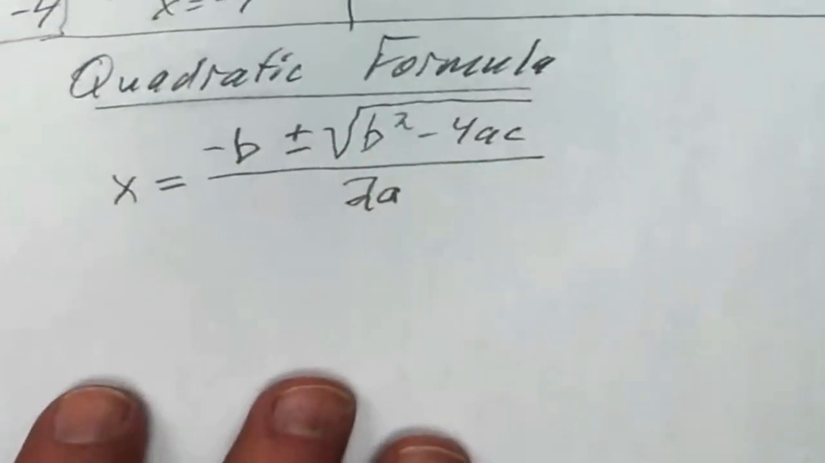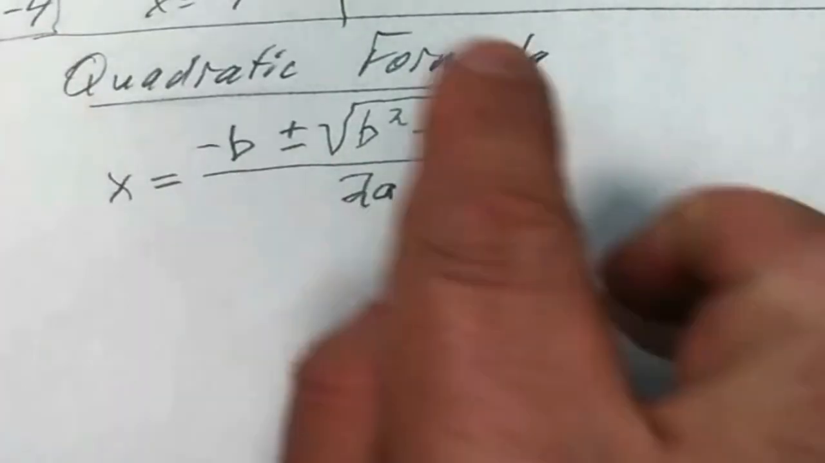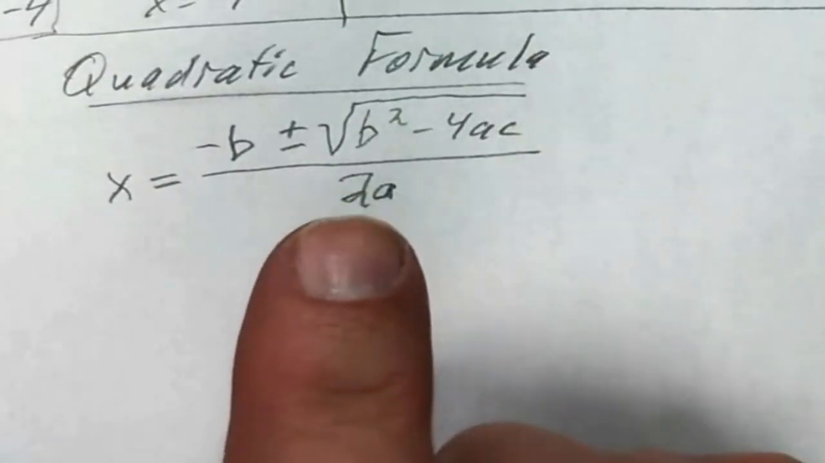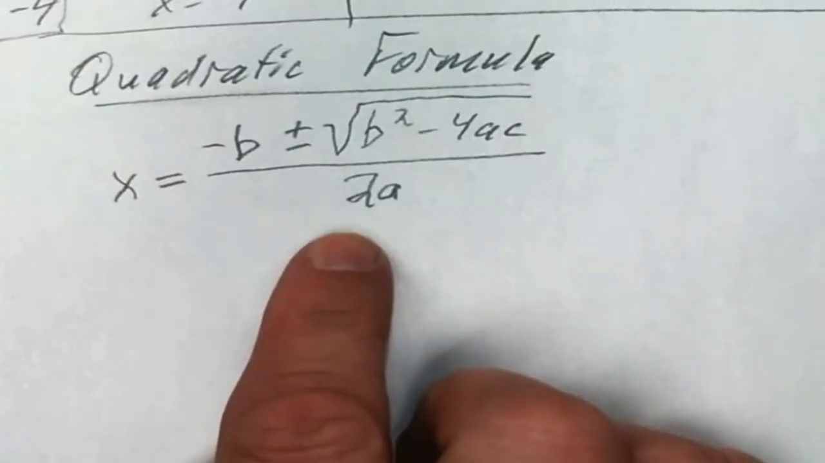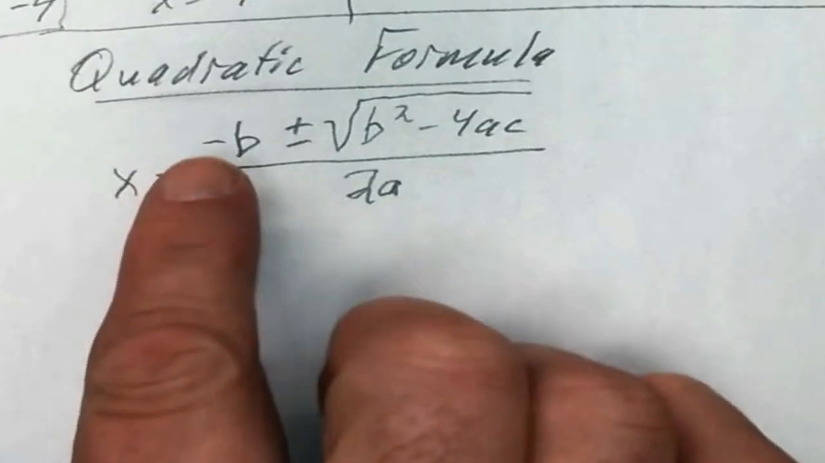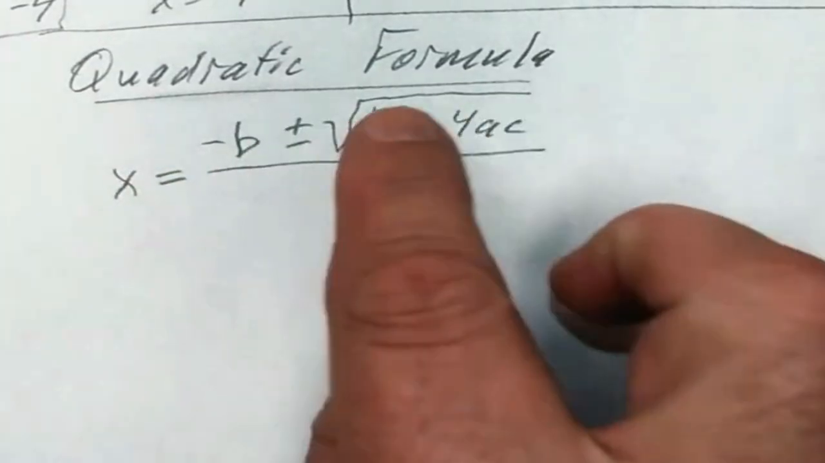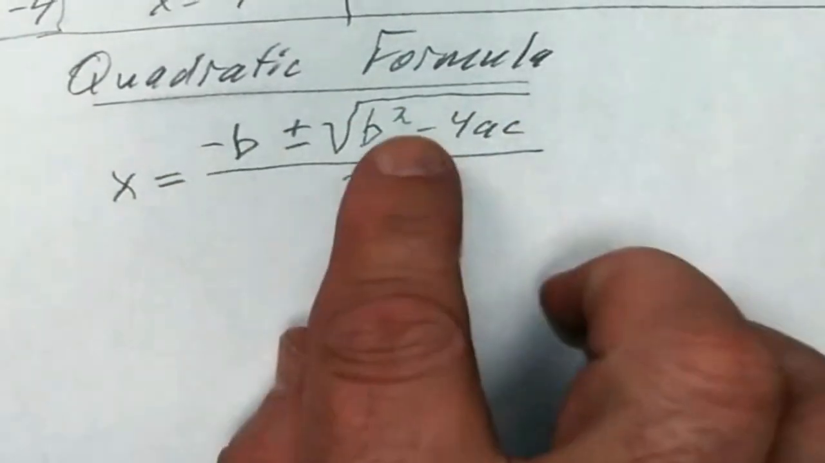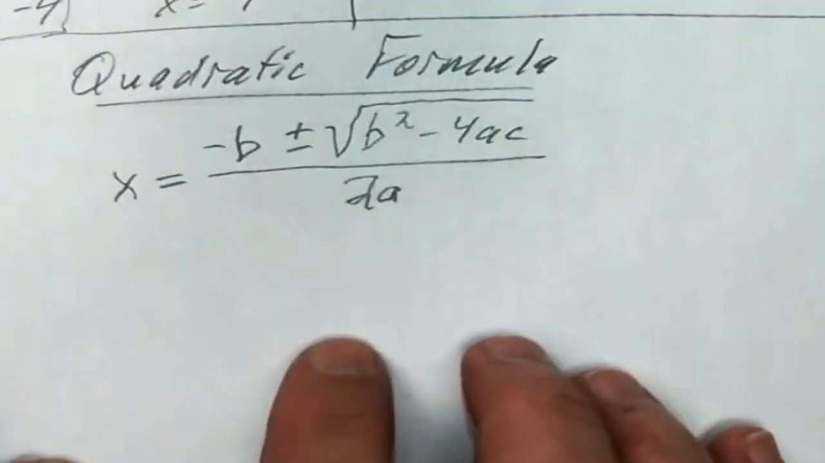So write that in your notes as well. I'll put it nice and large here. But the quadratic formula works for every single quadratic equation. Negative b plus or minus the square root of b squared minus 4ac over 2a. And that is the discriminant that we've been using, the b squared minus 4ac. It comes from the quadratic formula.